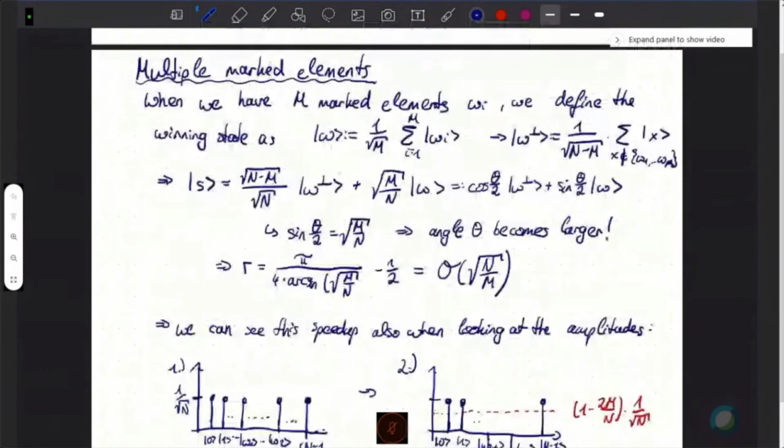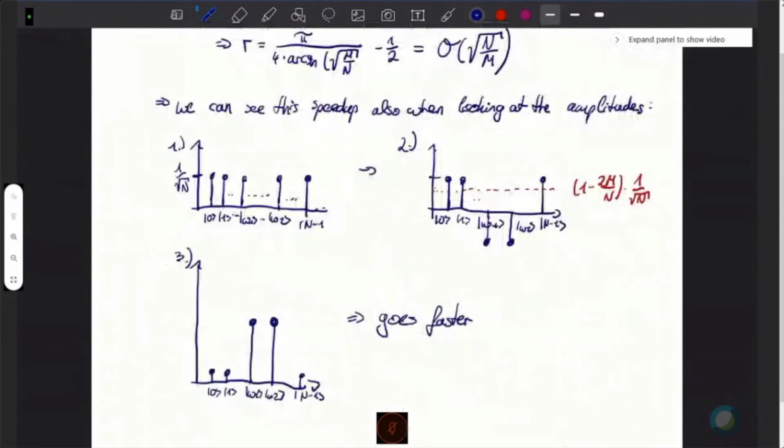Now I'm gonna show you how to do that with Qiskit, also for multiple marked elements. I wanted to quickly have mentioned that.